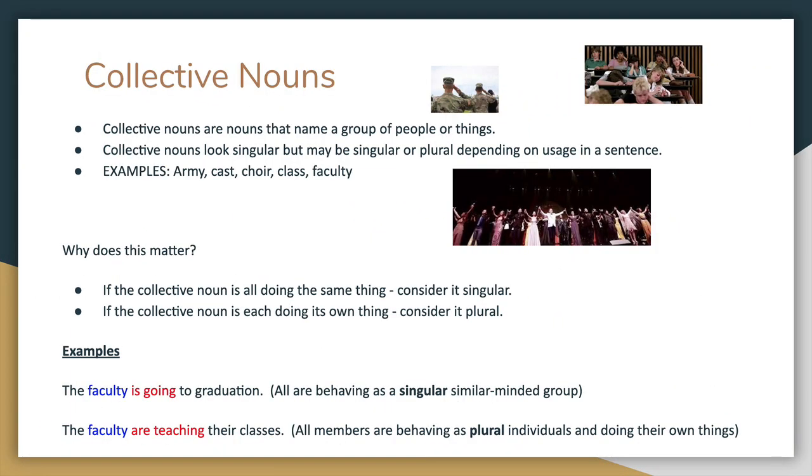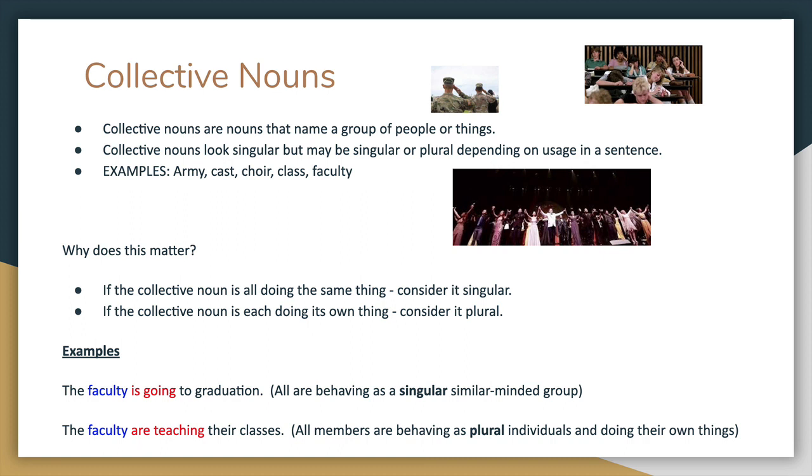The next category of nouns we're going to talk about are collective nouns. These are nouns that name an entire group or collection of people or things. So collective nouns always look singular. But you as the writer are going to need to choose whether they are serving as singular or plural, depending on the way you're trying to work it into a sentence.